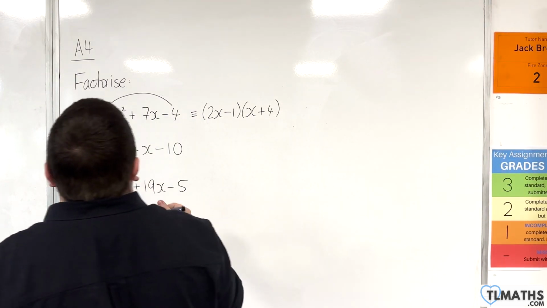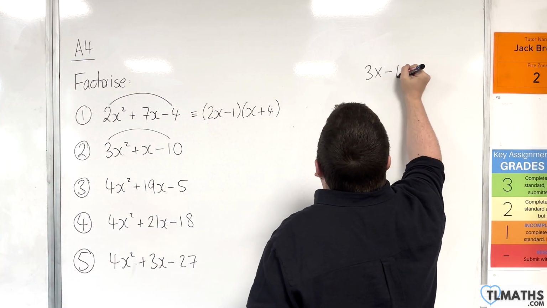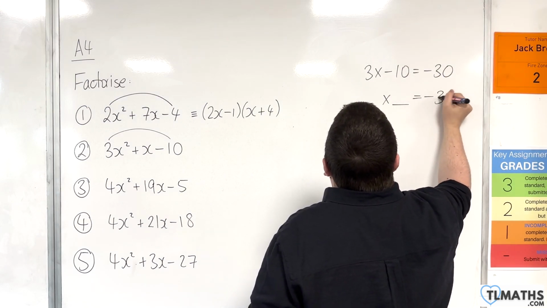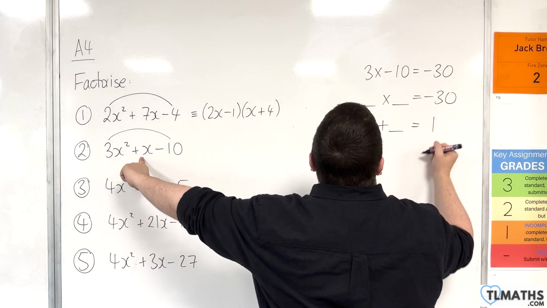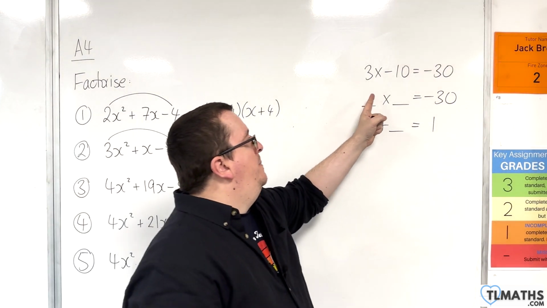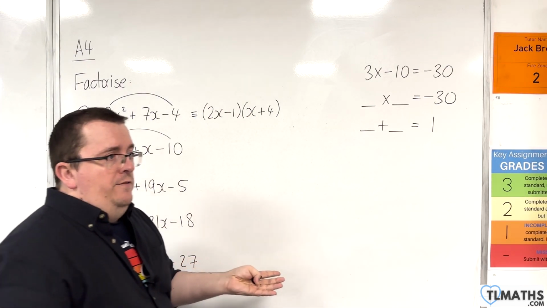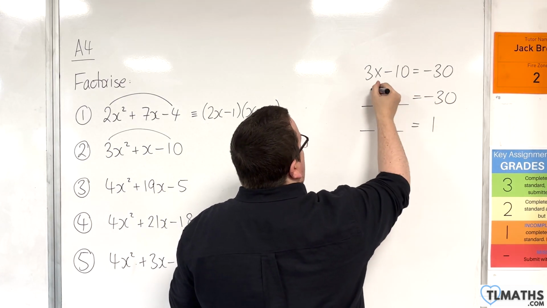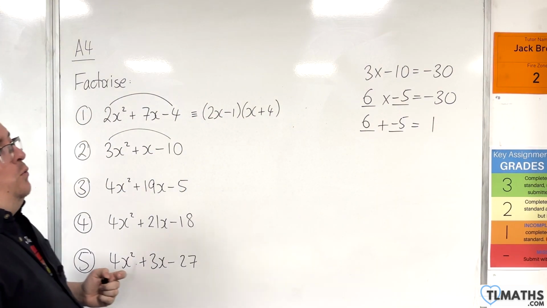Okay, now the second one. First of all, 3 times minus 10. So 3 times minus 10 is minus 30. So we want two numbers that multiply together to make minus 30, but add together to make 1, the coefficient of x. So one's going to have to be positive, the other negative for minus 30. So 6 and minus 5. 6 times 5 is 30, 6 times minus 5 is minus 30, 6 take away 5 is 1. So that will work out, won't it?